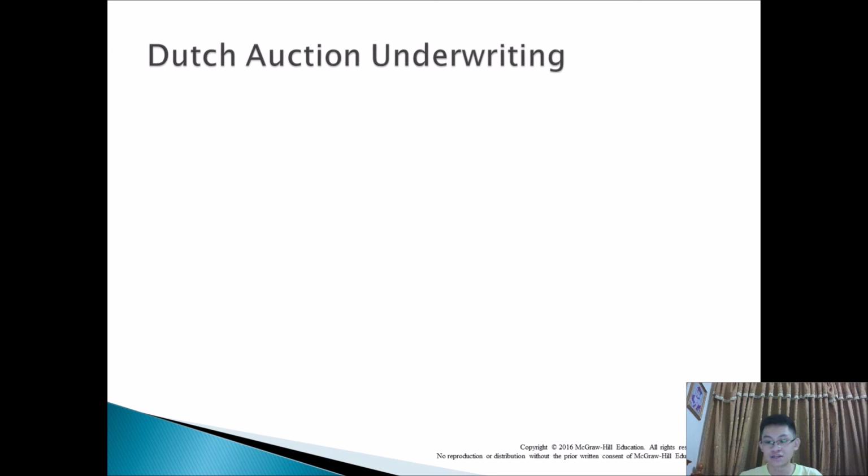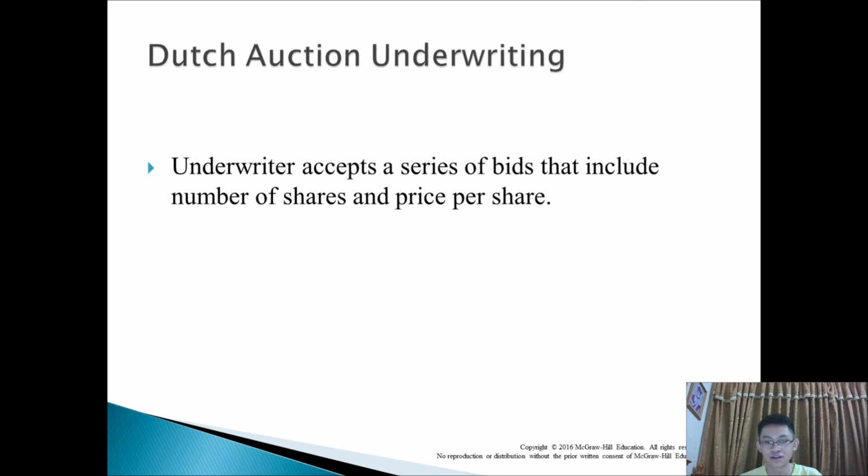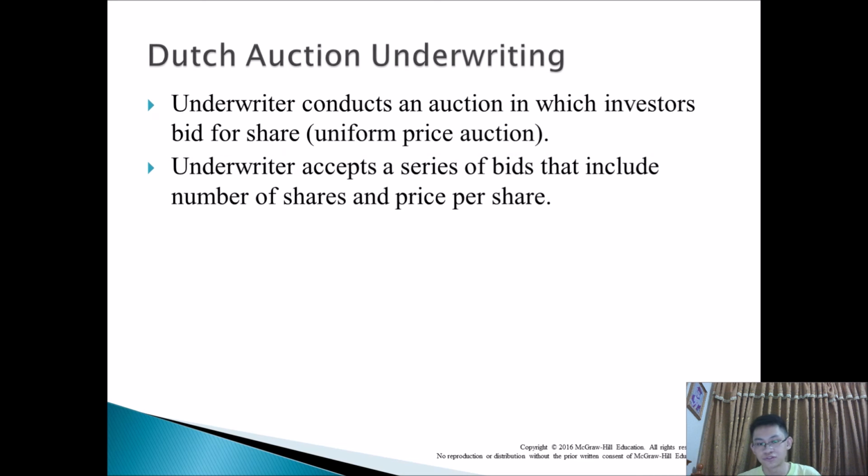For the final method in the cash offer, we have Dutch auction underwriting. The underwriter or syndicate will conduct an auction in which all the investors bid for the shares, which is also known as a uniform price auction. Basically, they accept a series of bids that include the number of shares and the price per share.